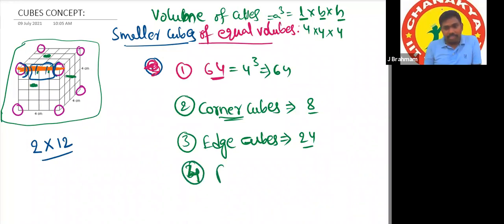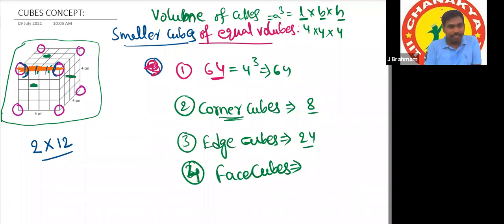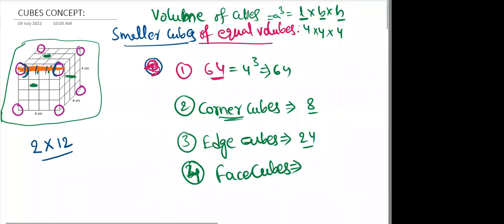Next question: how many face cubes are there, excluding corner cubes and edge cubes? That's 6 into 4, sir. So 24. 24 again. Yes, sir, 24.